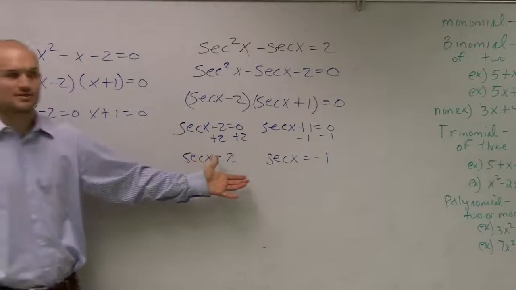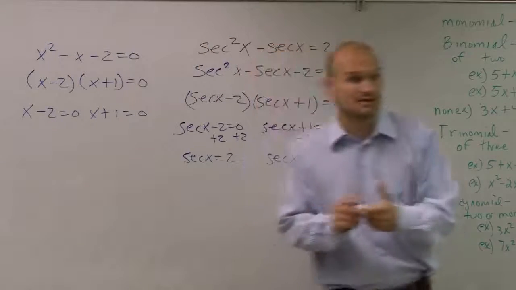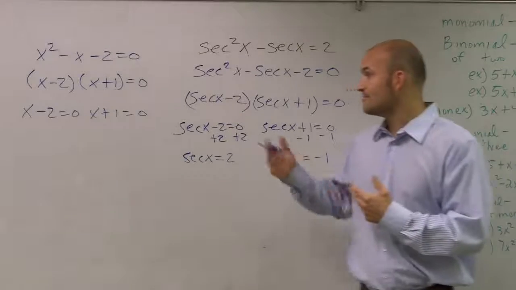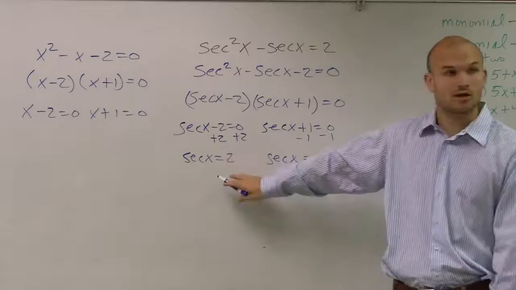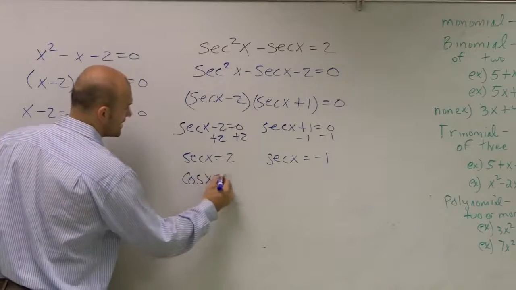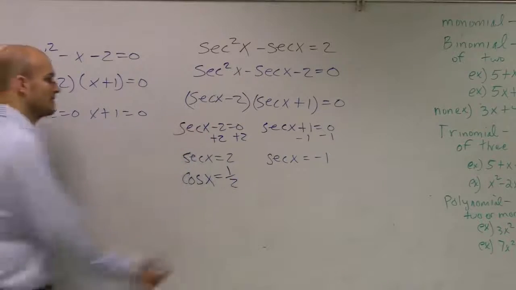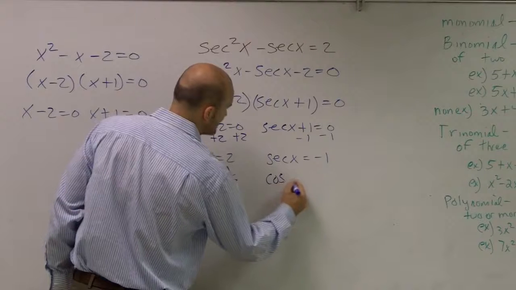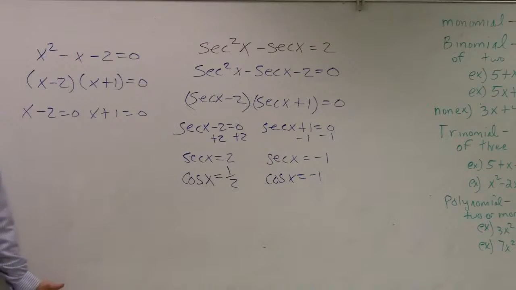It's pretty difficult for us to do this. It's difficult for us to do cosecant, and it's difficult for us to do cotangent. So what we can do is remember what our reciprocals are. Remember, cosine is the reciprocal of secant. So I can say that cosine is equal to the reciprocal of 2 over 1, which would be 1/2. And for secant of x equals negative 1, cosine is still going to be negative 1. Does everybody see why I did that and how I did that?